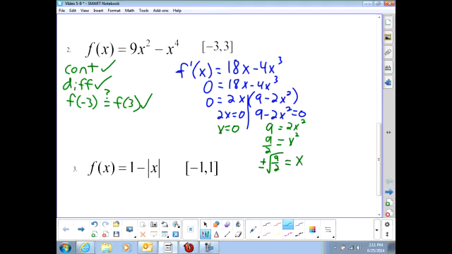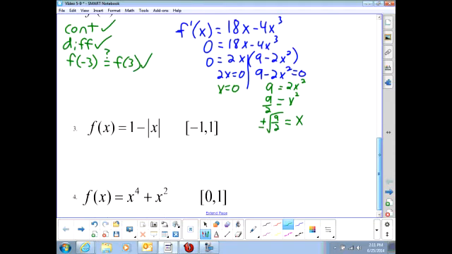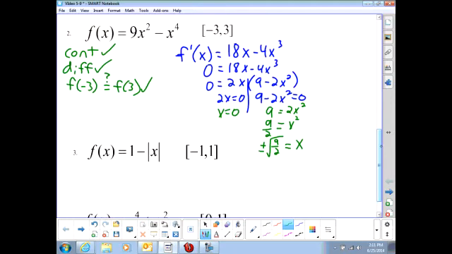Well, 9 halves is 4.5. The square root of 4.5, well, 4.5 is in between 4 and 9. Since square root of 4 is 2, and square root of 9 is 3, square root of 4.5 must be somewhere in between 2 and 3. So both plus and minus, those numbers will be in our interval, so both are acceptable. And you could neaten that radical up if you want, but you don't have to.